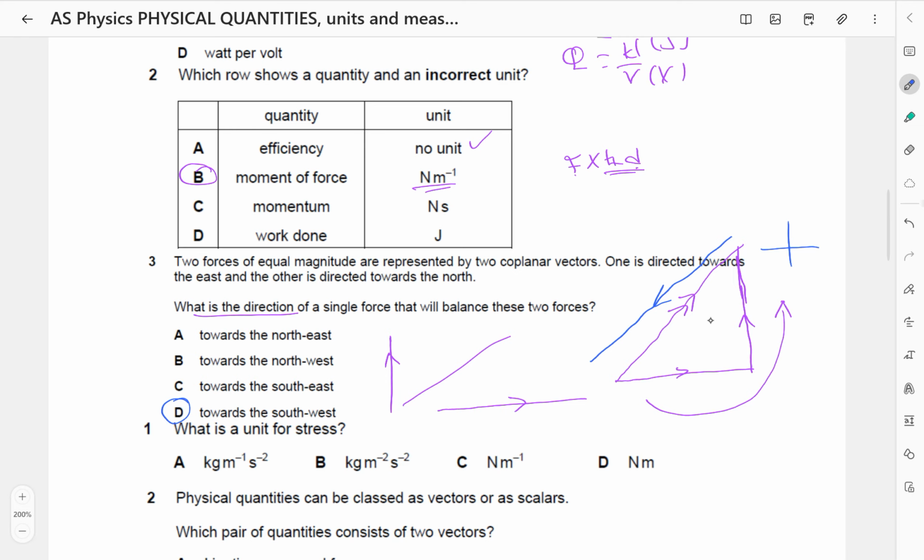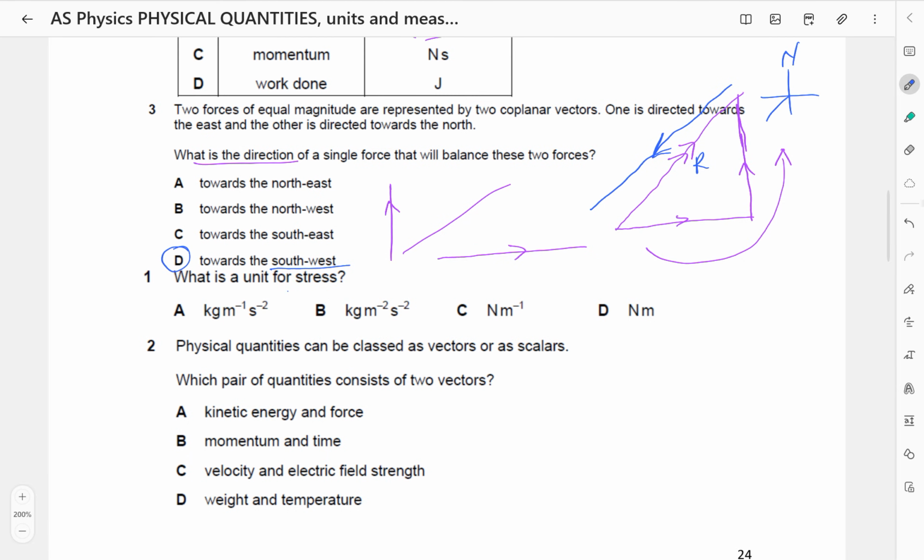The answer is not towards the northeast, because when we join the two vectors head to tail, they form a loop which is anti-clockwise. So the resultant is the other way around. This is the resultant. So if this is the resultant of the two vectors, then we need a vector which will balance that, which will cancel out that resultant, and it is this one in the opposite direction. When you look at the compass, this is southwest, not southeast.